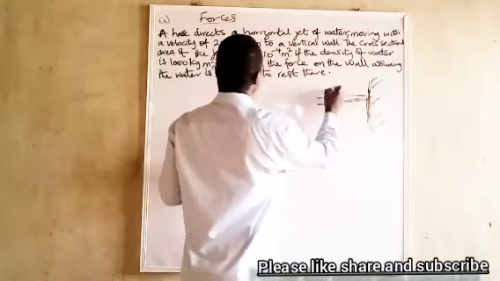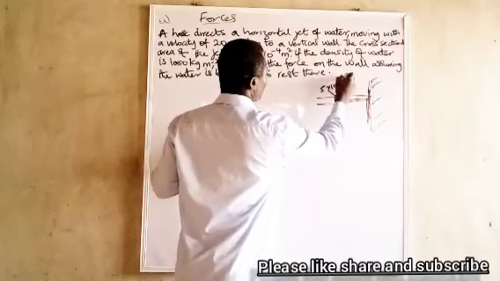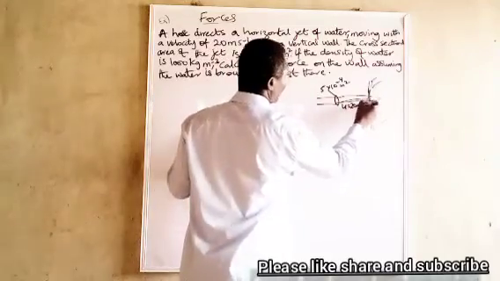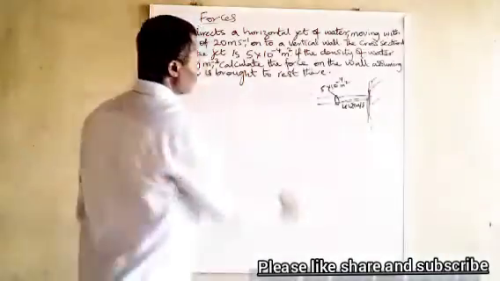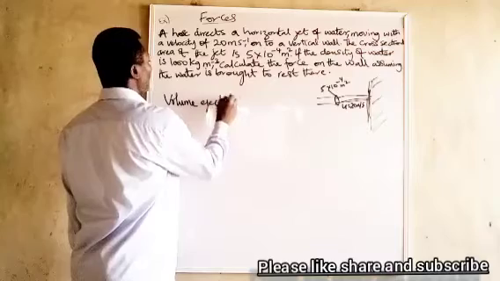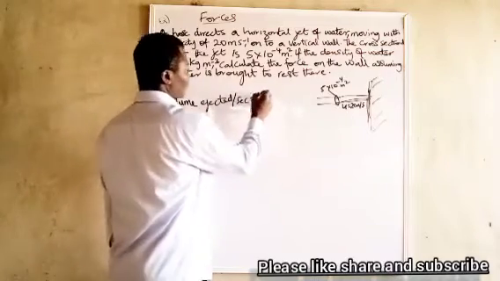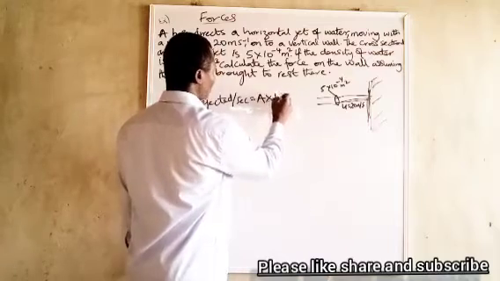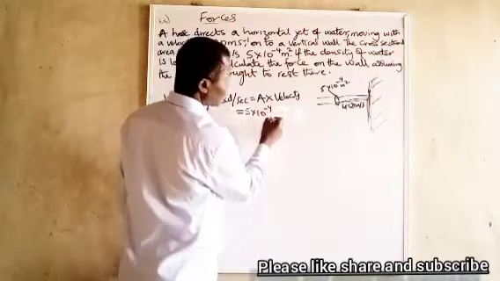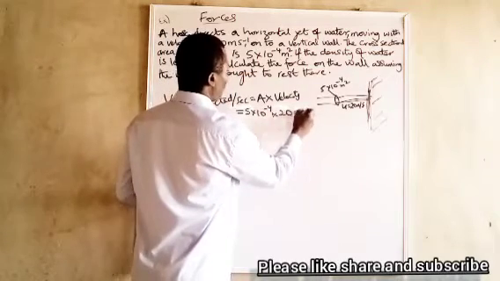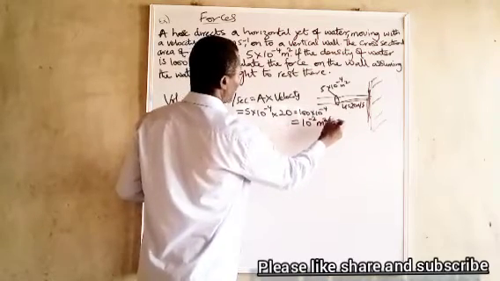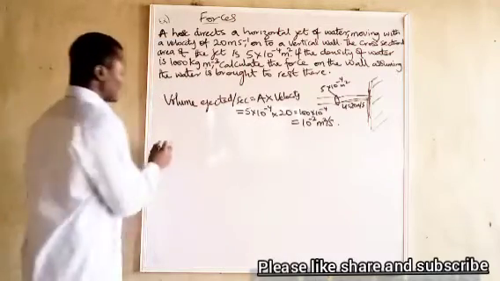And it says the area of this one is 5 times 10 to the power minus 4 meters squared. The speed is 20 meters per second. Now, let's calculate the volume that is ejected per second. Volume ejected per second will be equal to area times velocity. That will be equal to 5 times 10 raised to the power minus 4 times 20, which equals 100 times 10 raised to the power minus 4, and it's 10 to the power minus 2 meter cube per second.